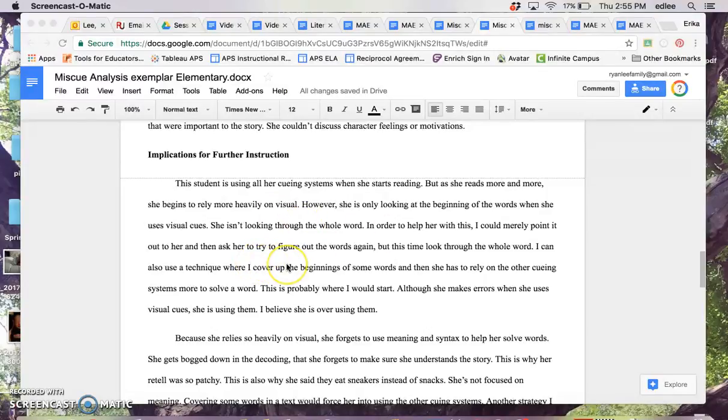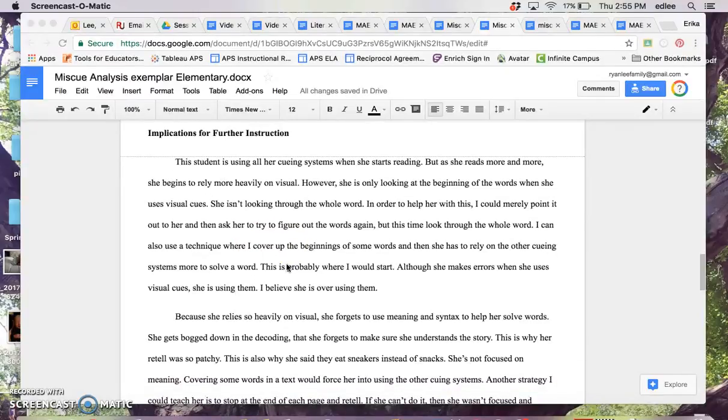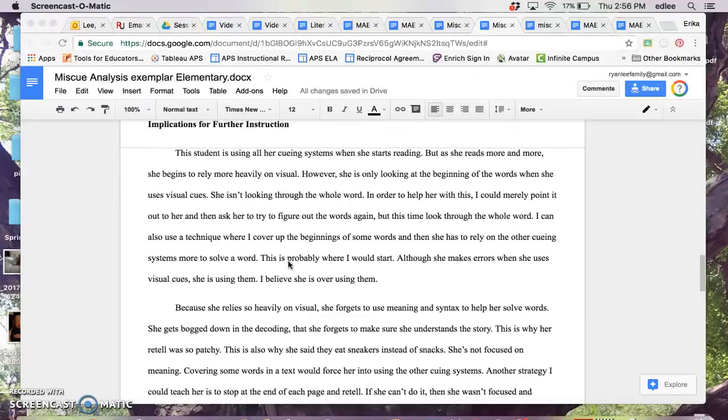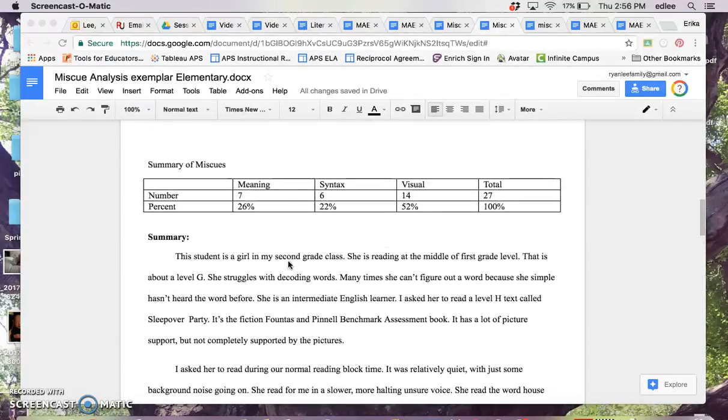Then the teacher goes on to discuss an instructional strategy or two that would really support the student with this need. In this case, her strategies are to make the student more aware that she's only using the beginning, to encourage her to look at the whole word, and to use a technique where she can cover up the beginnings of some words so that the student will rely on the other parts of the visual or on other cueing systems. Remember, we said many times you do want to target the systems that the student isn't using as much. We want to bring these into balance because as a good reader, we actually use all of these systems.